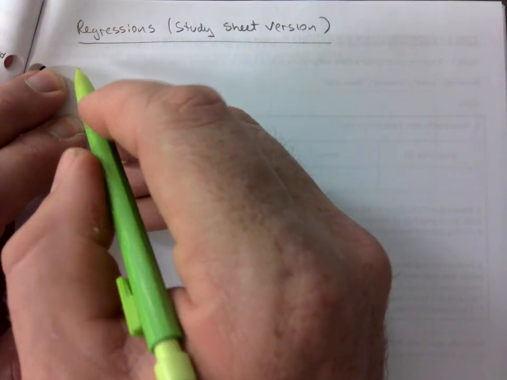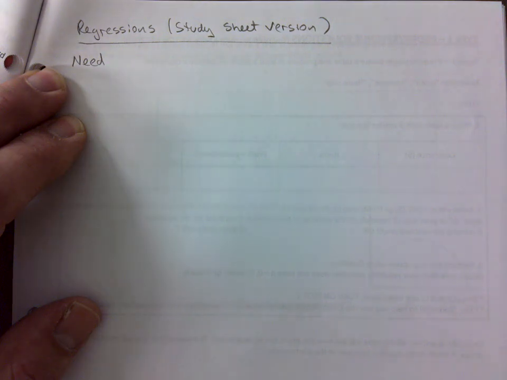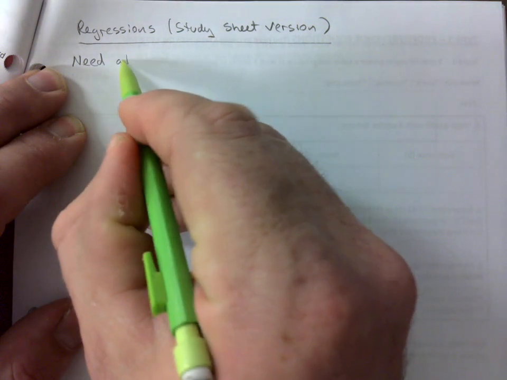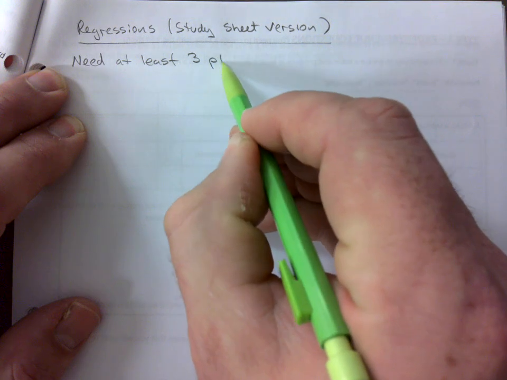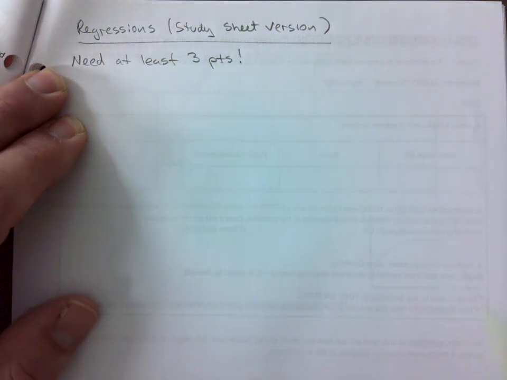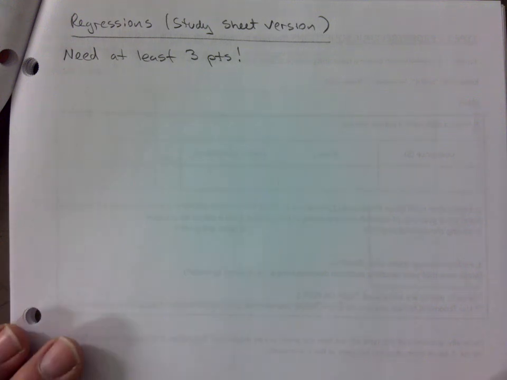So for quadratics, I'm just going to say this because later on it will be important. You need at least 3 points, okay? That's very important. For you to be able to do a quadratic regression, you need at least 3 points. For a linear, you only need 2. For a quadratic, you need 3. So tell yourself that, because later, next year, you're going to have different regressions. Okay?